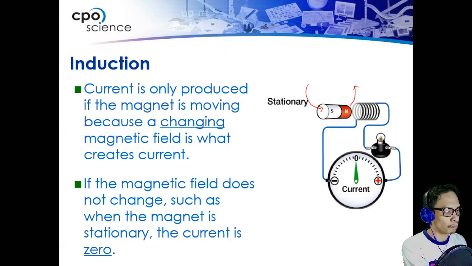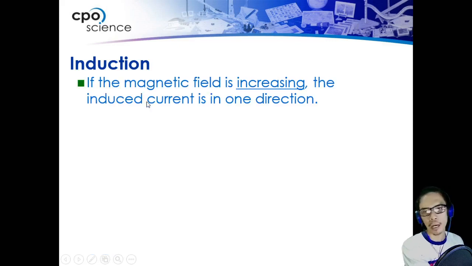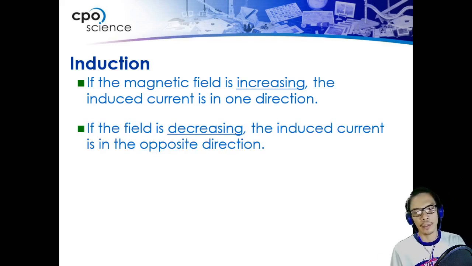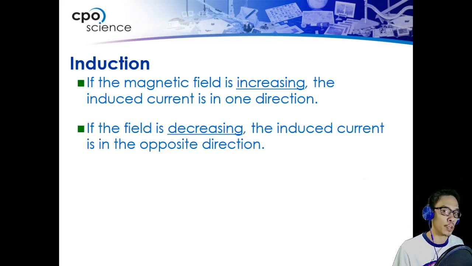Okay, so now in this case, how do we produce this current? The key idea here is, if the magnetic field is increasing, the induced current is in one direction. Later we will go to the simulation to visualize this. And if the field is decreasing, the induced current will be in the opposite direction.